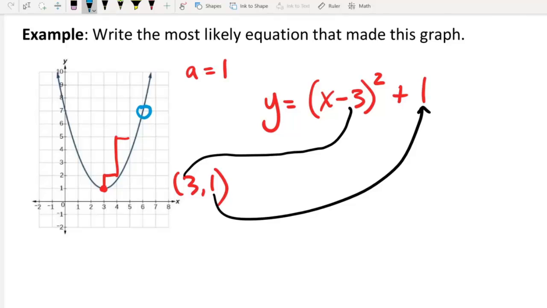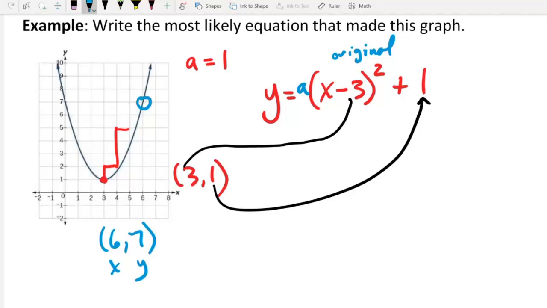Let's see if we can actually figure out what the a value is. Notice that the parabola goes through the point 6, 7. That means the x value, when it's 6, has a y value of 7. We can substitute that into the original equation. In this case, we'll solve for a. We put 7 for y and 6 for x in our substitution.